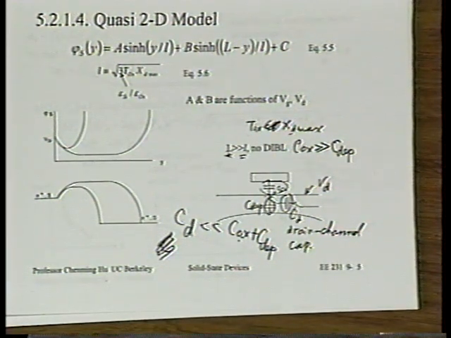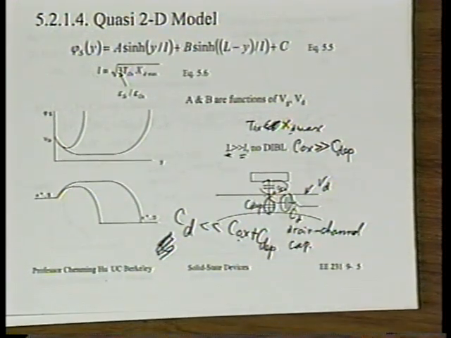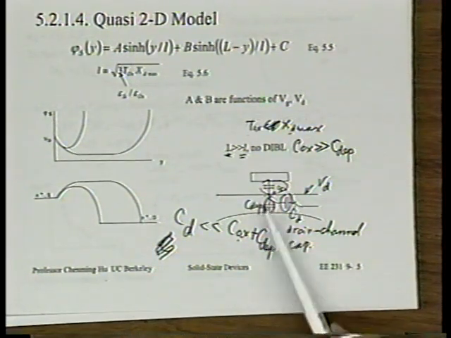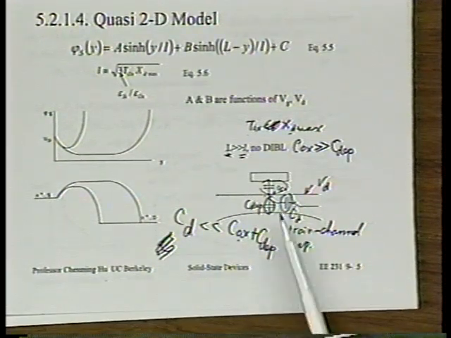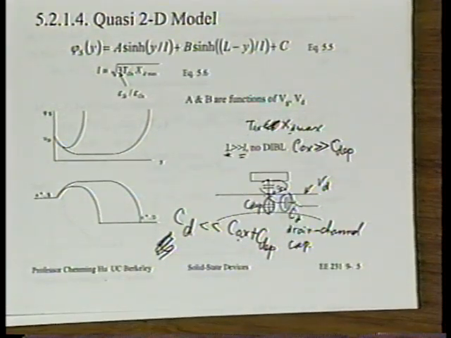This is different from the swing consideration. In order to get the best swing, do we want both Cox and C depletion large? We don't. We want Cox large, we want C depletion small, you see. So this is not subtle, but it's a very good picture. The three capacitance picture answers a lot of questions, including the question, how does small channel length affect swing? I will let you think about this.